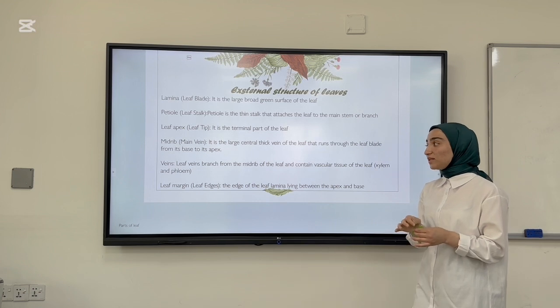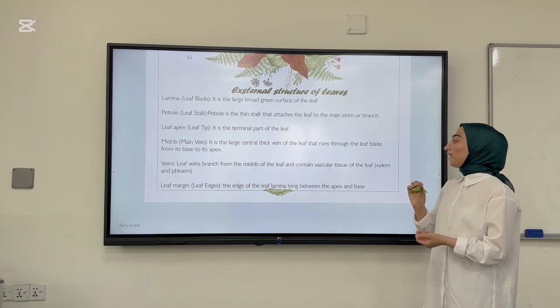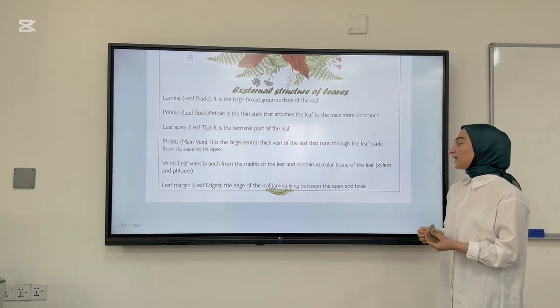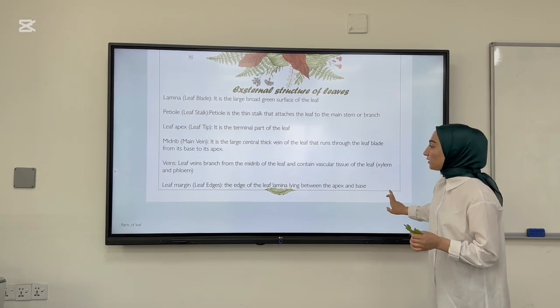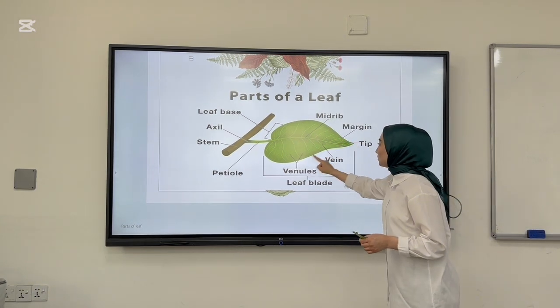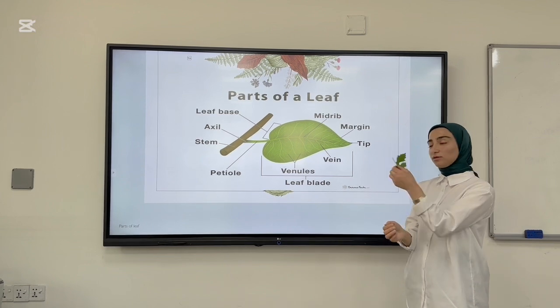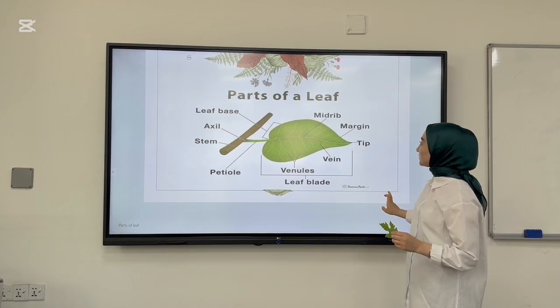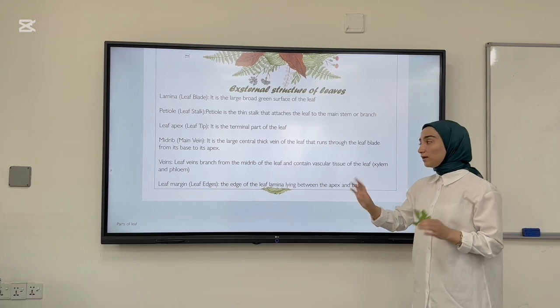And also we have the leaf margin. We can also say leaf edges. It is the edge of the leaf lamina lying between the apex and the base. Leaf margin. This one is the margin, and here we can see the margin. So this is all the external structure of the leaf.